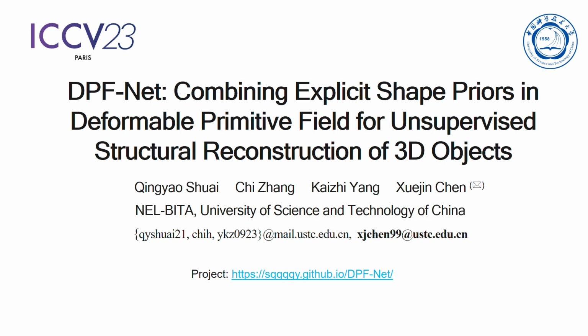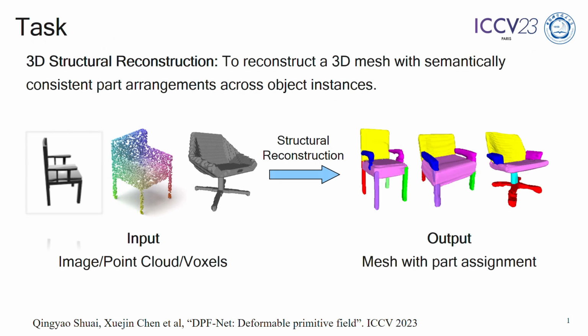Hello everyone. We present our work DPF-Net, combining explicit shape priors in deformable primitive field for unsupervised structural reconstruction of 3D objects. The structural reconstruction task is to reconstruct 3D mesh for an object with part arrangements that are semantically consistent across object instances. The input can be a single image, point cloud, or voxels.